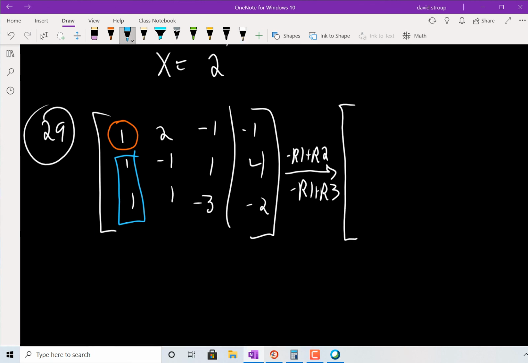Okay, I want to do my arithmetic in blue. So I have negative 1, negative 2, 1, 1, and then 1, negative 1, 1, 4. And then for the other one, it'll be negative 1, negative 2, 1, 1, and then 1, 1, negative 3, negative 2. Okay, here we go. So, first row does not change.